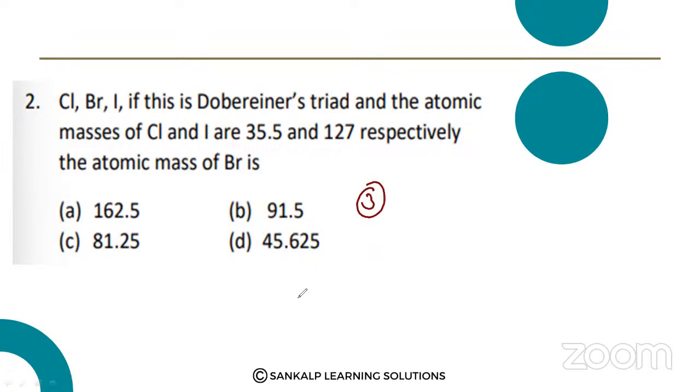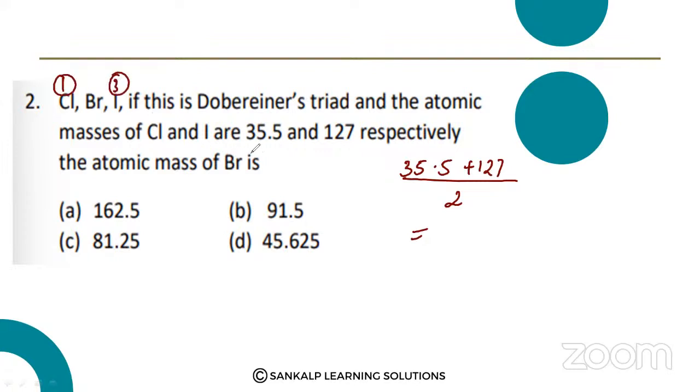He arranged them in increasing order of the atomic masses. He took the average of the first and the third, and he got a mass which was close to the middle element. Option C, 81.25. So how are we going to do this? 35.5 plus 127 by 2. So you are going to take the average of the first element and the third element.